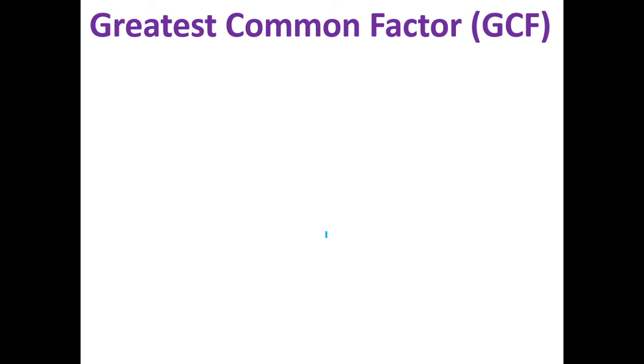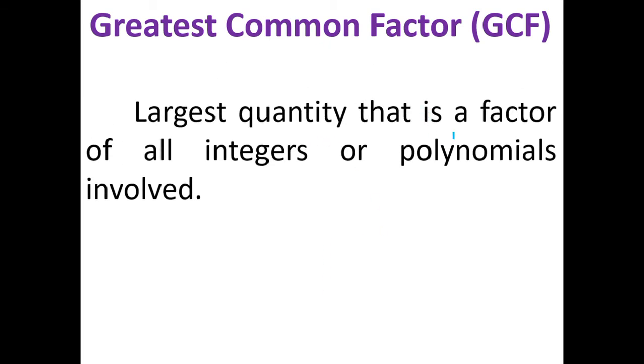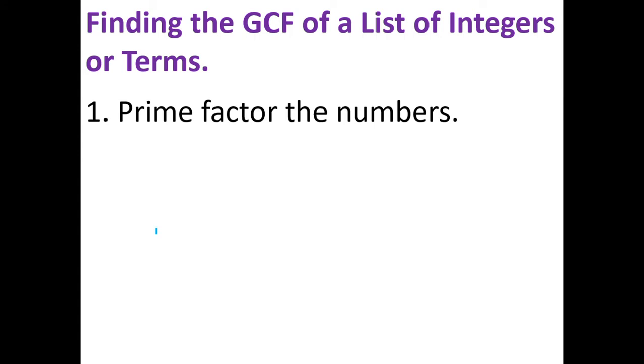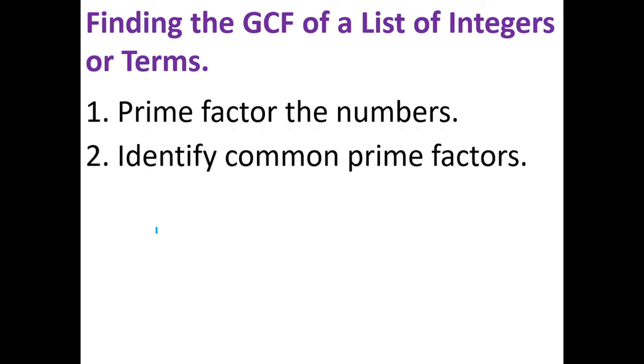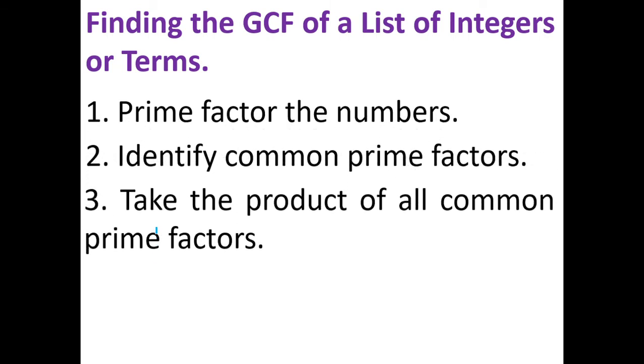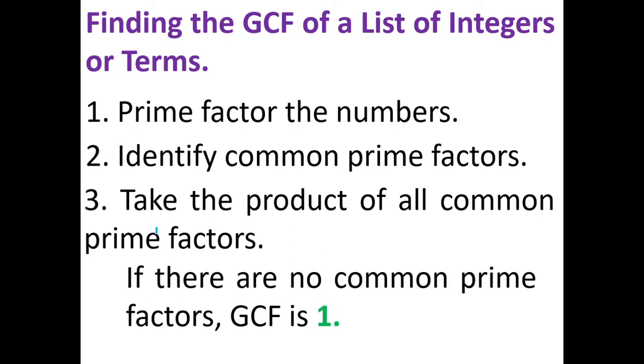And then greatest common factor, so the largest quantity that is a factor of all integers or polynomials involved. So how can we find the GCF of at least two integers or terms? First, we have to look for the prime factors of the numbers. And then we have to identify the common prime factors. And then take the product of all common prime factors. If there are no common prime factors, of course, our GCF is 1.